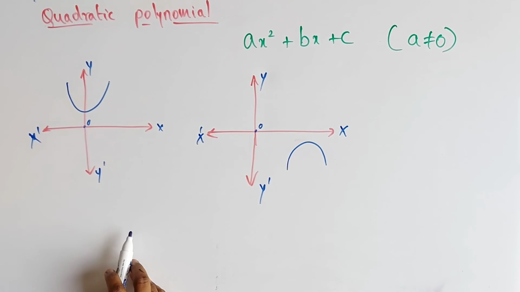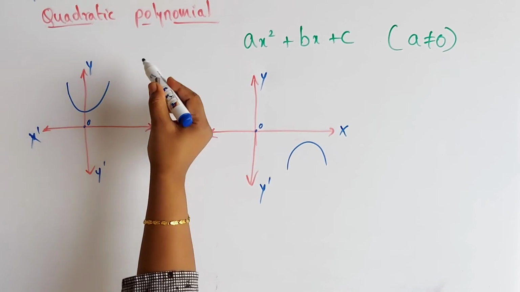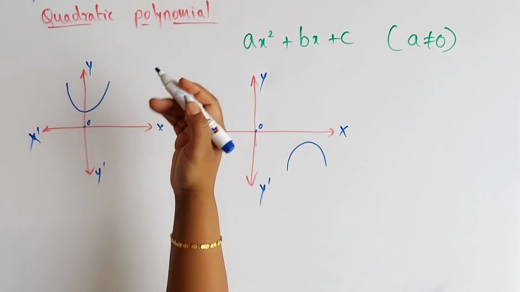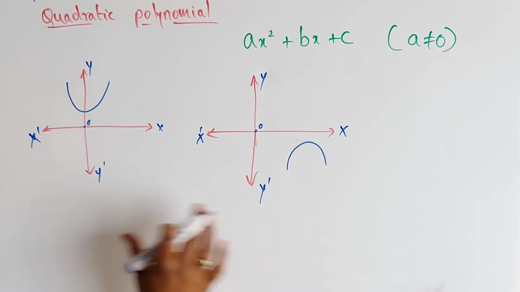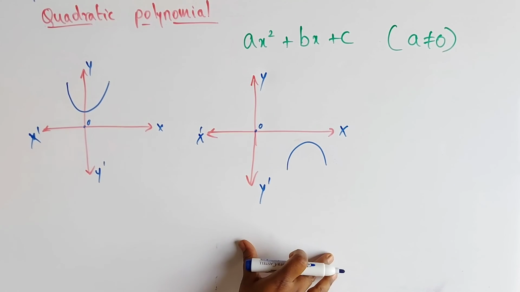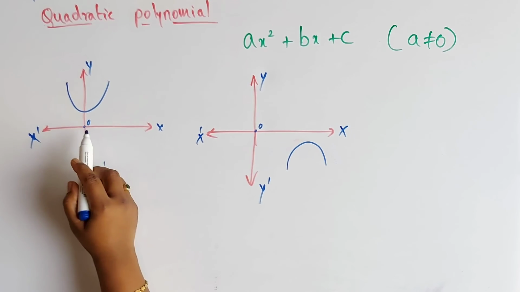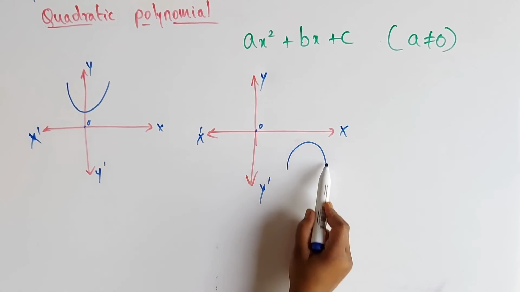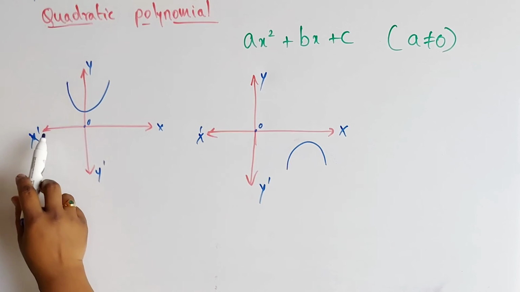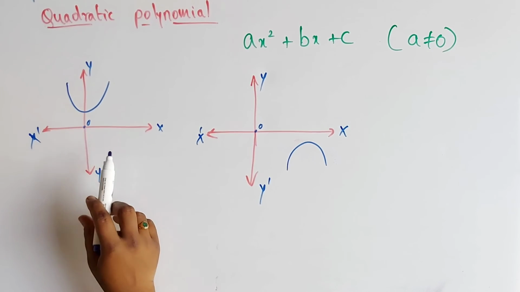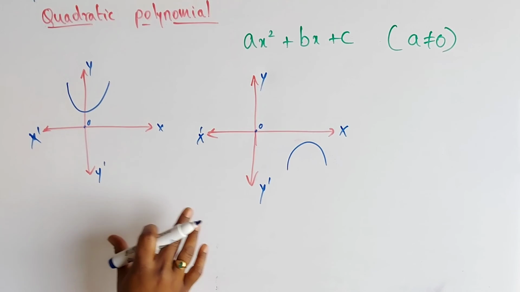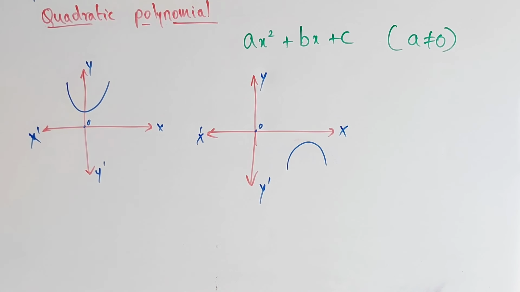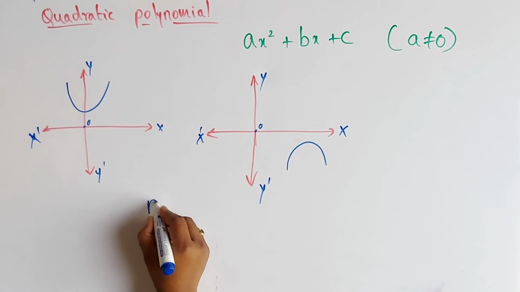Now see these cases, children. Here the graph is either completely above the x-axis or completely below the x-axis. Right, children? Now in these cases, it is not at all striking the x-axis at any point. See here, this is not at all touching the x-axis. And this also. So here, no zeros in this case. Correct, children? For this quadratic polynomial, no zeros in this case.